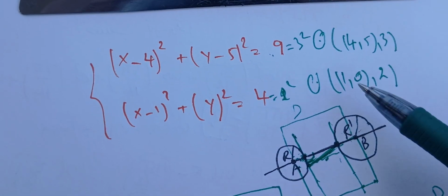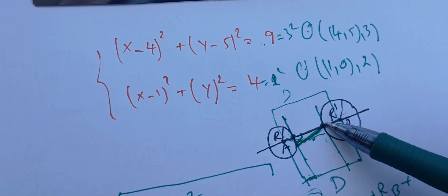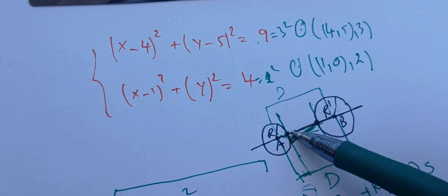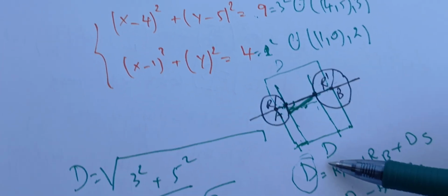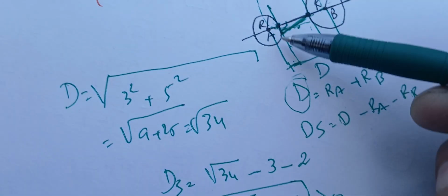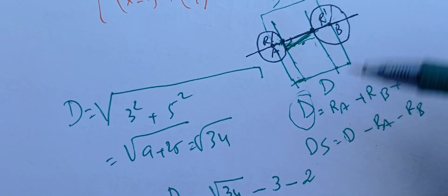So the smallest distance is the distance between these 2 points that lie on the line. We can find them, or we can just use the distance formula and get all we need. Thank you very much.